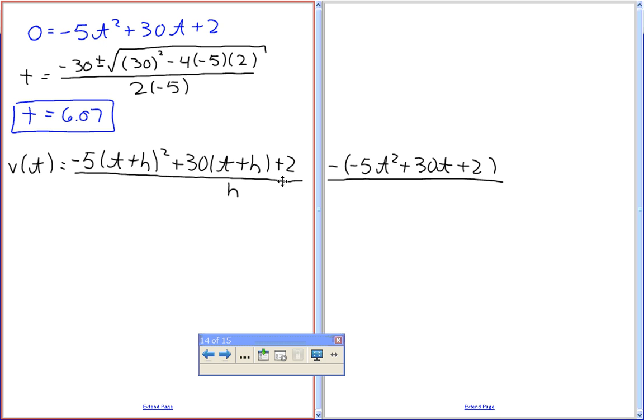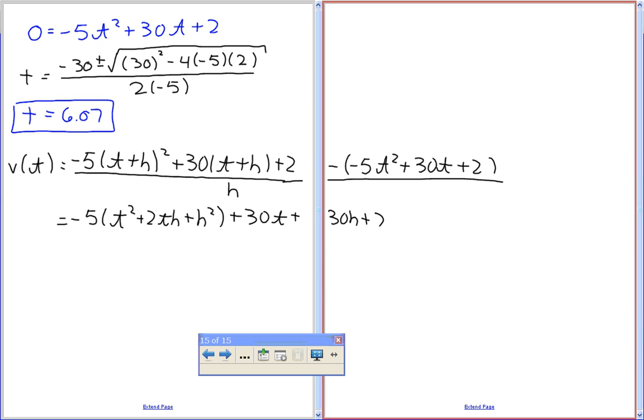Okay, so over that, go ahead. t plus h squared, Austin, turns to what? t squared plus 2th plus h squared. Okay, good. Now I'm going to change that to negative 5 times that, plus 30t plus 30h plus 2 plus 5t squared minus 30t minus 2, all over h.